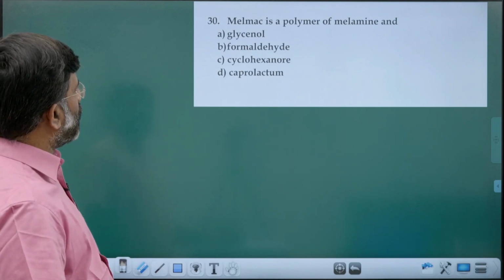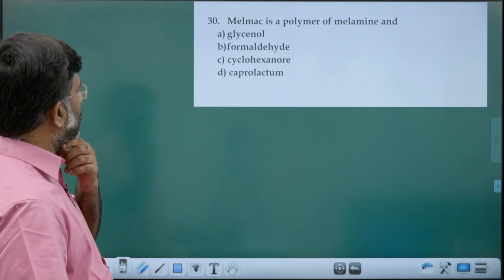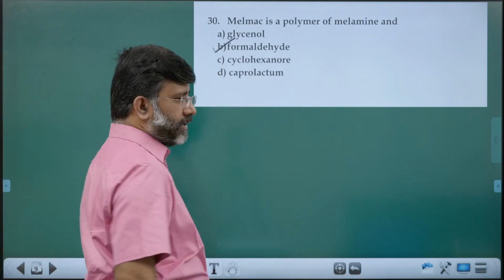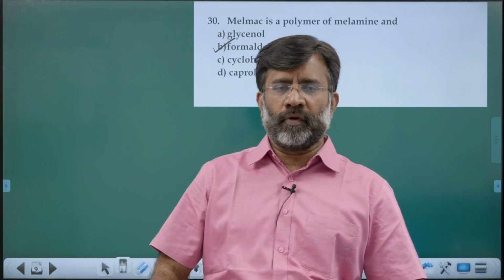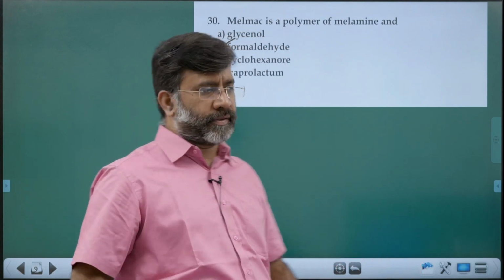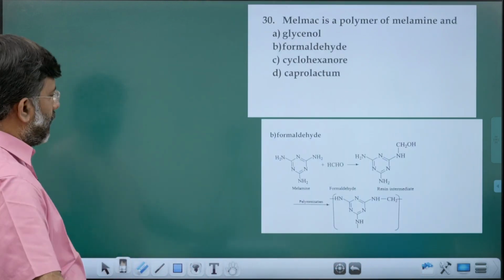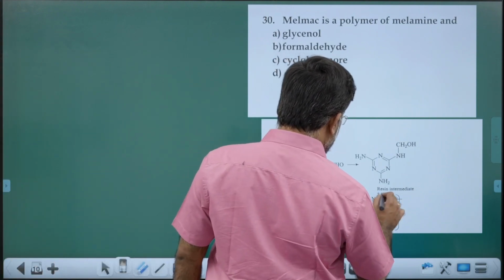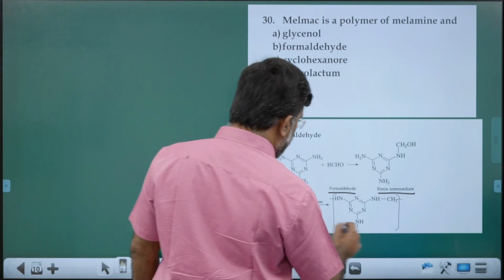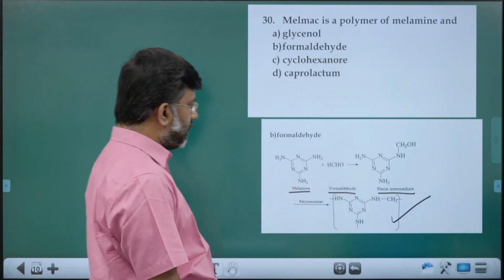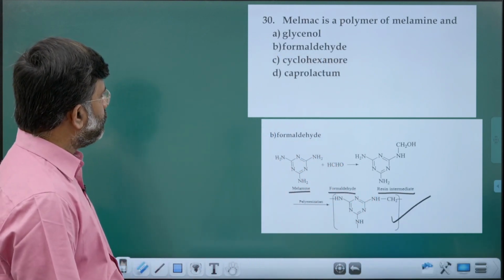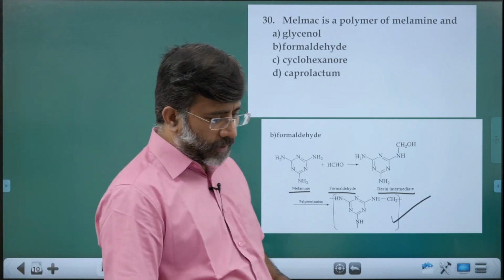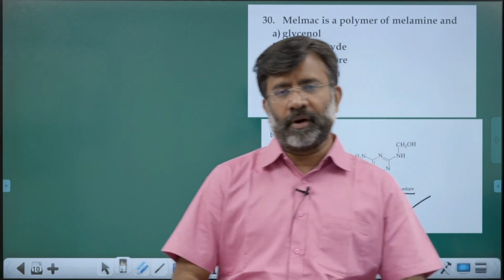Melmac is a polymer of melamine and formaldehyde. Melamine formaldehyde resin, that is called Melmac. Melamine with formaldehyde gives the resin intermediate, and upon polymerization you get Melmac. This is Melmac, right? And the answer is option B. And that is the last question from the concerned chapter, polymers.